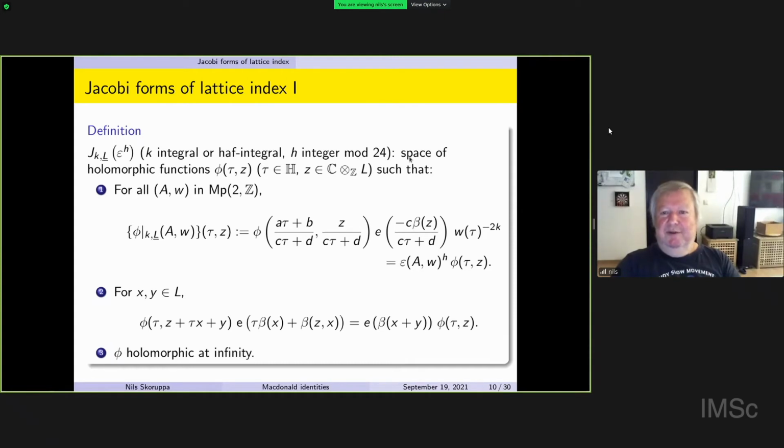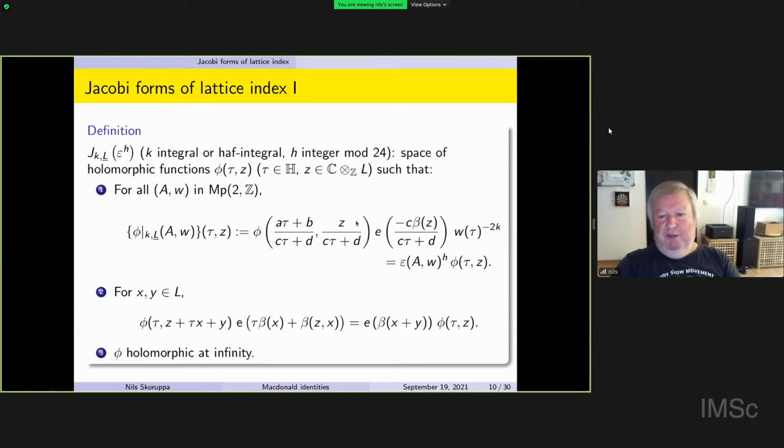Okay, so what is it? It's a space of holomorphic functions in two variables. One is in the upper half plane, as we know for Jacobi forms, and the other one is in L tensor C. If L has rank n, that's an n-dimensional C vector space, isomorphic to C to the n, and z runs in this C to the n. We look at these functions, and then we have the usual transformation laws for Jacobi forms. I put it here, but we don't really have to read it carefully now.